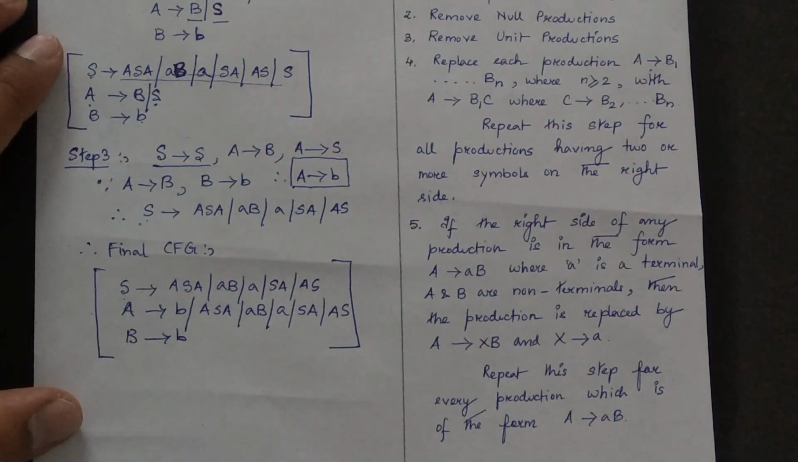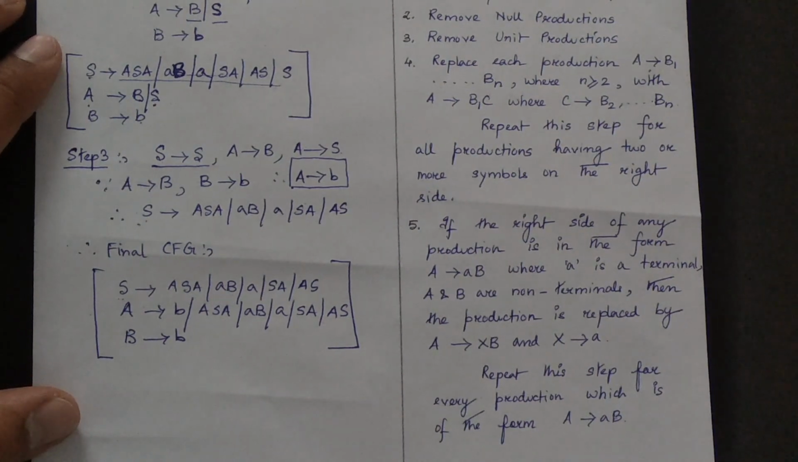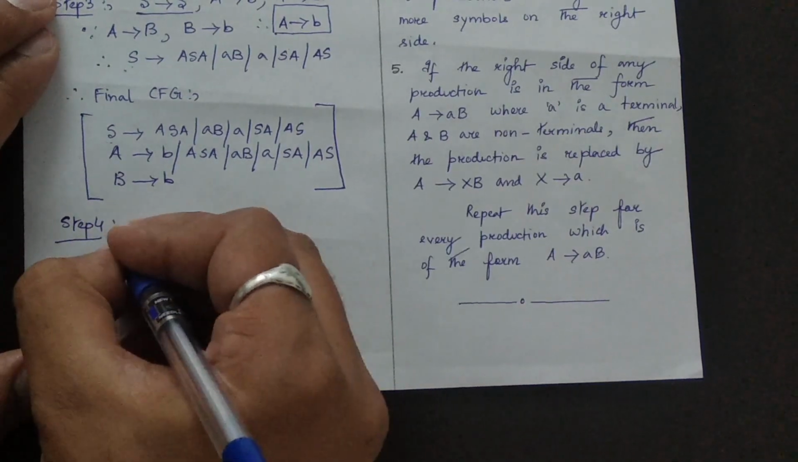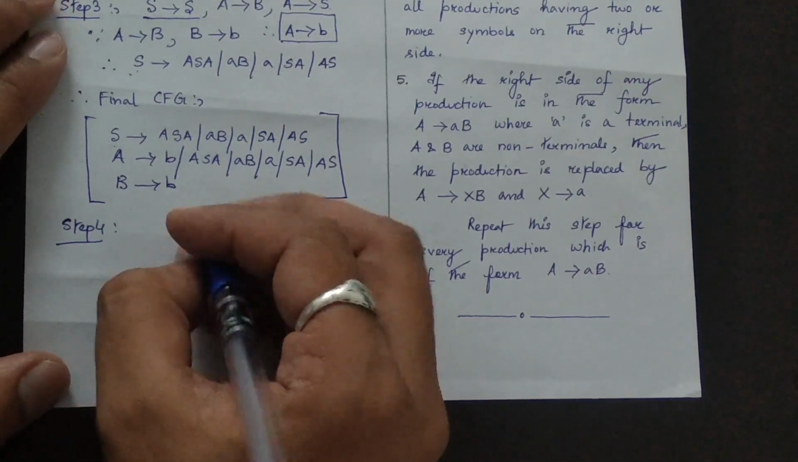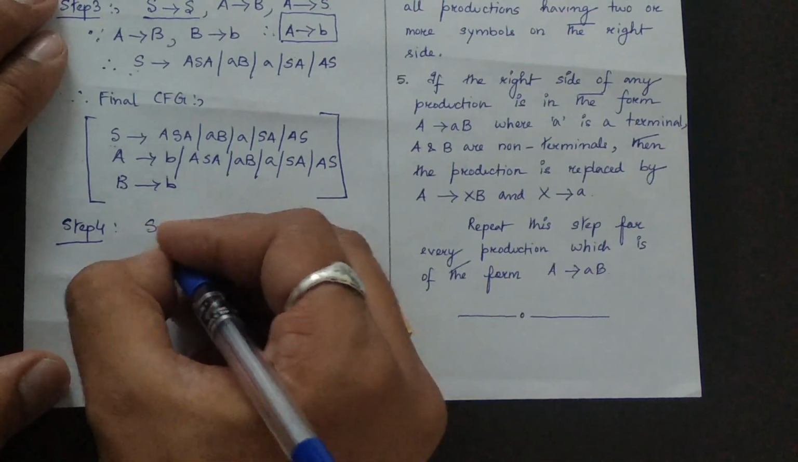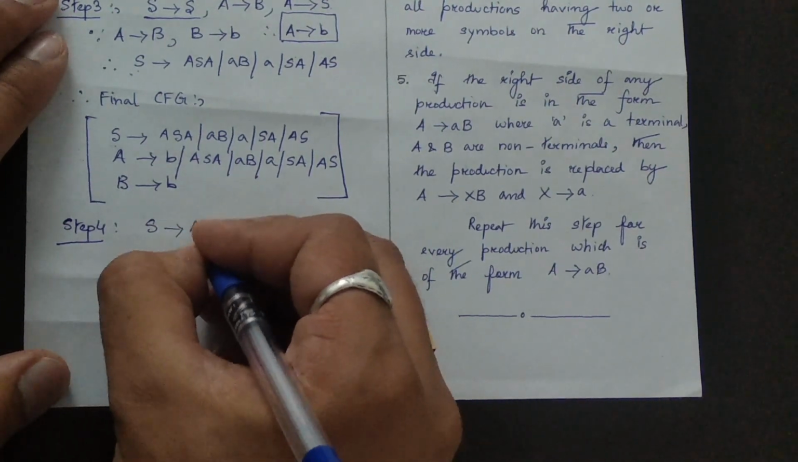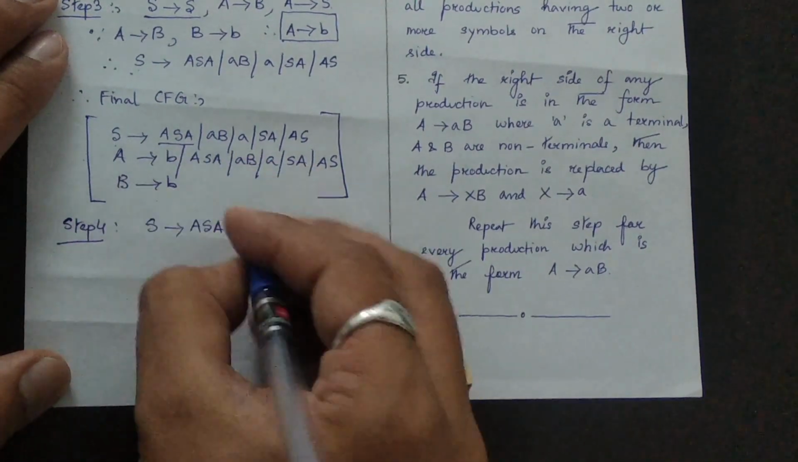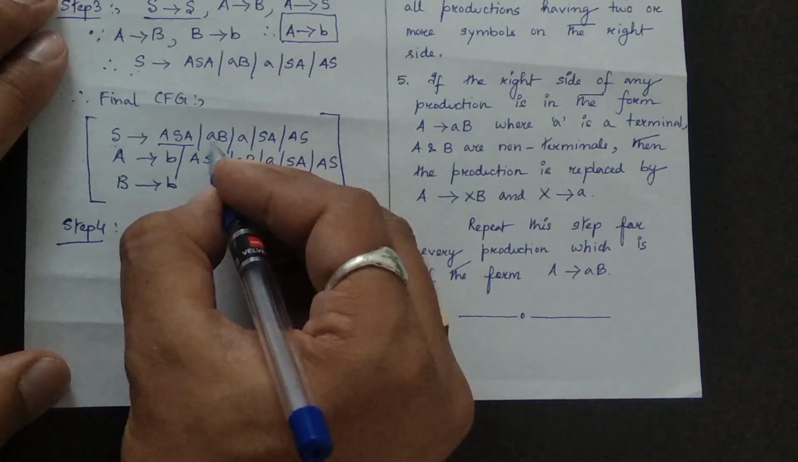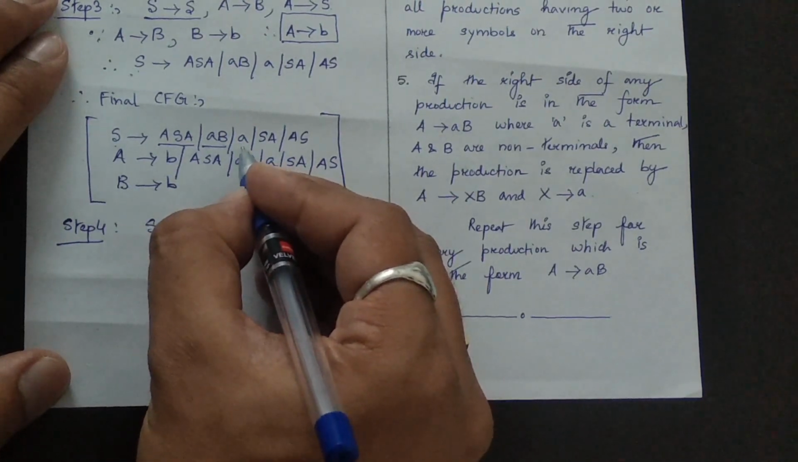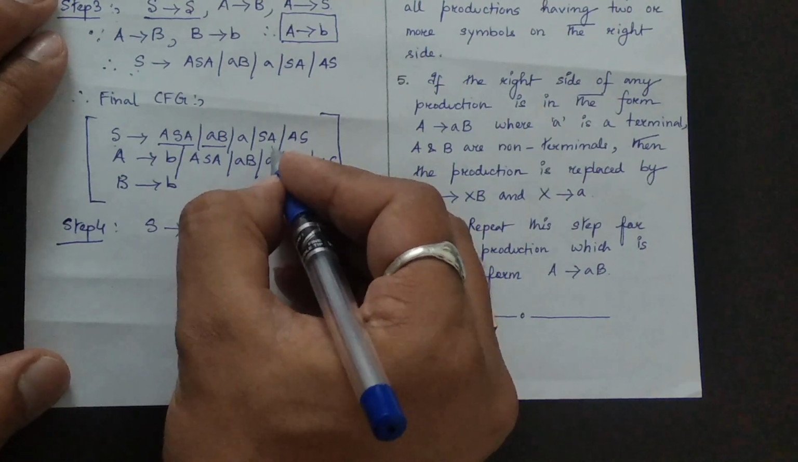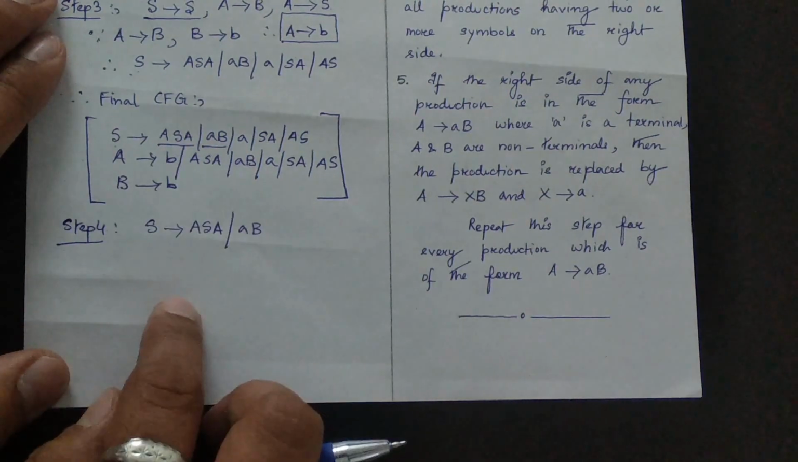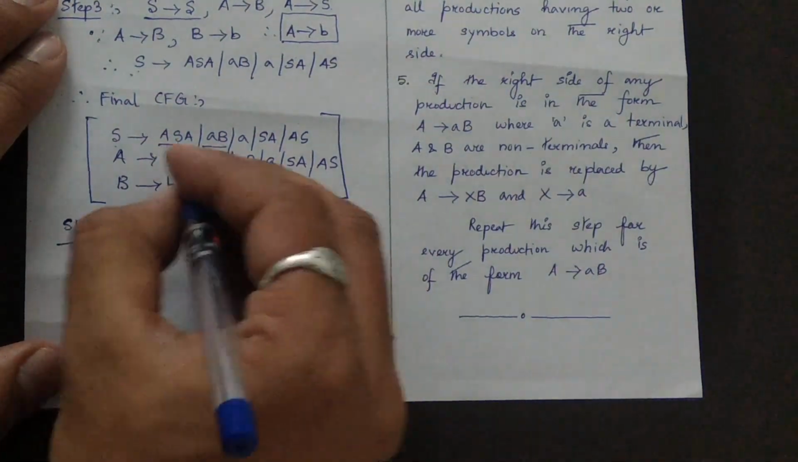Now we have to focus only on the format of CNF. Clear? Now step number 4. In step number 4 we have to check whether it is in CNF or not. Now S, what are not in CNF? S tends to ASA. This is not in CNF, correct? Is this in CNF? No, this is not in CNF. Correct. Is this in CNF? Yes, a single terminal. Is this in CNF? Yes. Is this in CNF? Yes. So from this only we got these two productions, right?